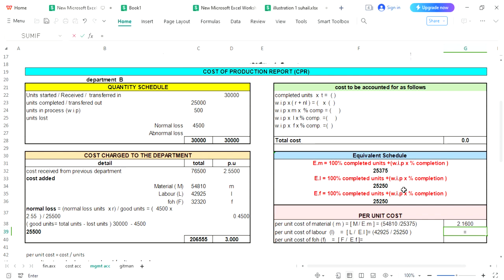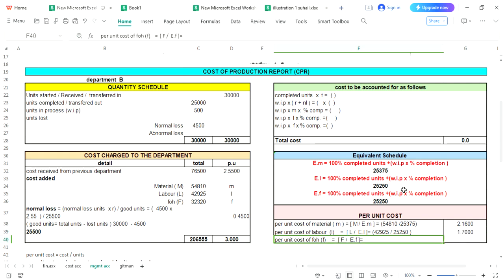Now you are going to put these amounts on calculator. 42925 would be divided by 25250. So per unit cost of labor is also calculated. It's time to see how you will calculate your per unit cost of FH. See here, we need capital F, that means total cost of FH. Here in our lower part left page, total cost of FH is given, 32320. Start your bracket, 32320, and you are going to divide it with what? Equivalent of F. And in the upper part you have already calculated equivalent of F. Answer is 25250. Put over here 25250, close your bracket.